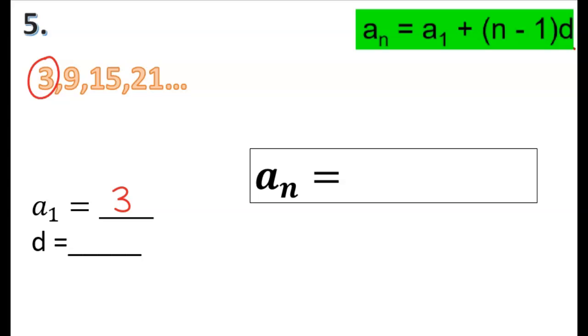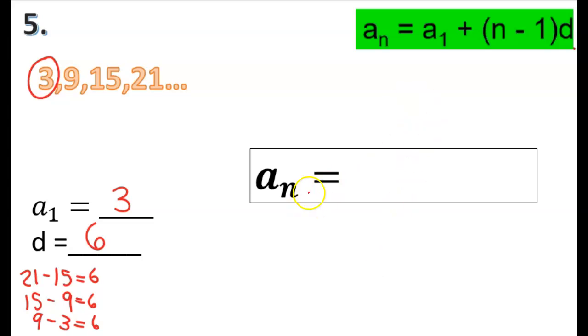It's called a difference because you can find that number by taking the 21 and subtracting the number in front of it, or taking the 15 and subtracting the number in front of it, or 9 minus the number in front of it. What do I get each time? The common difference is 6. It's common because I got that every single time I subtracted. So now I need to fill in the formula.